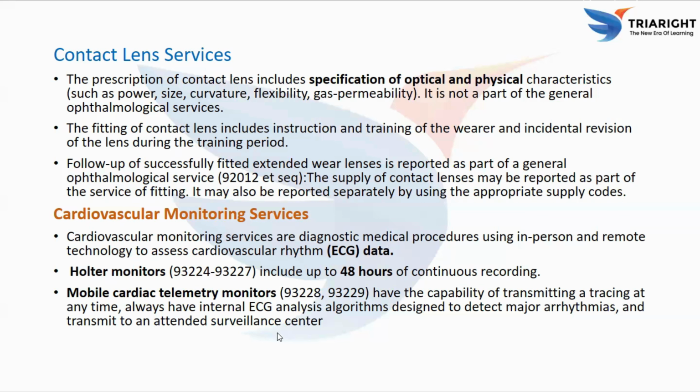So what makes MCT, mobile cardiac telemetry, different? It records the ECG continuously. It automatically detects the major arrhythmias. It can transmit data at any time. It sends alerts to an attended monitoring center. It is often used when symptoms are intermittent and real-time detection is needed.